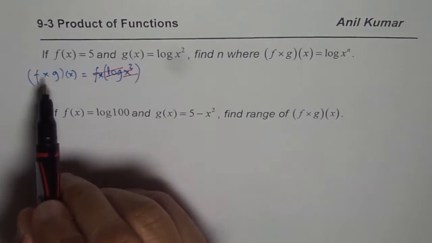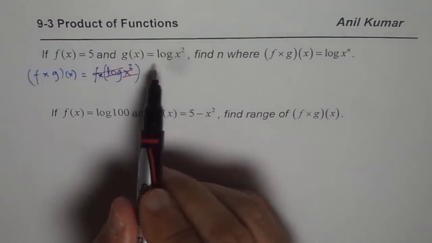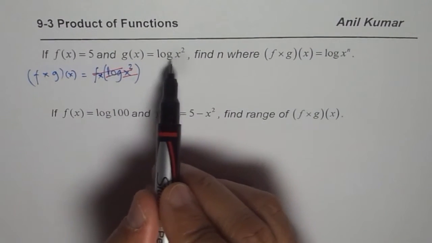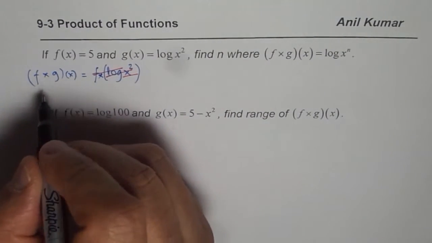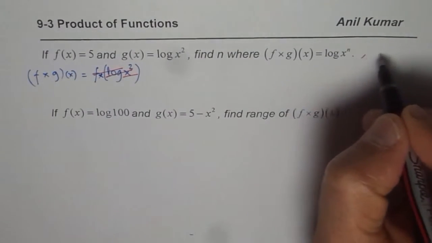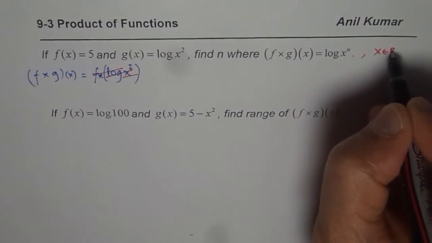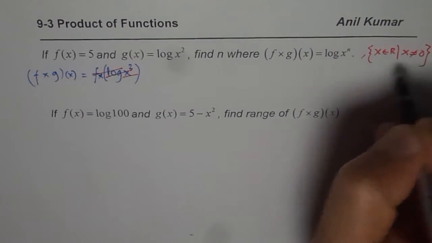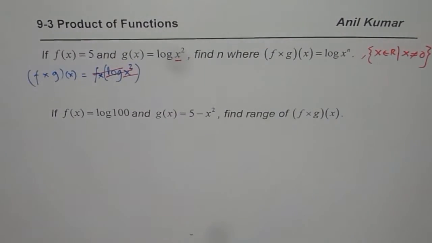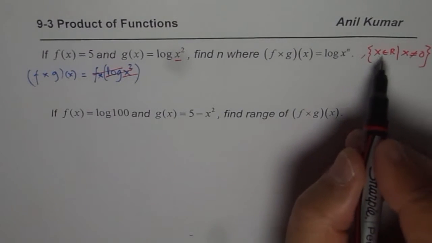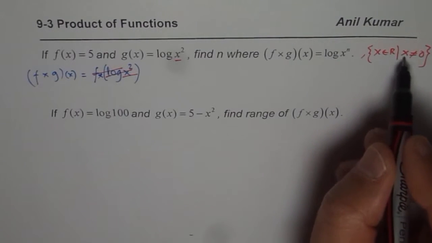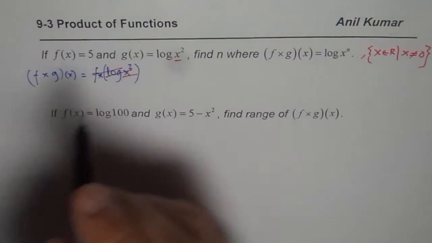So when we are doing f times g of x, remember it could be done only when we have a common domain. So we can find f cross g only when x is all real numbers but x is not equal to 0, since the log of x squared is not defined for 0 but it is defined for all other values. So for all other values of x in the domain of real numbers where x is not equal to 0, we can multiply these two functions.